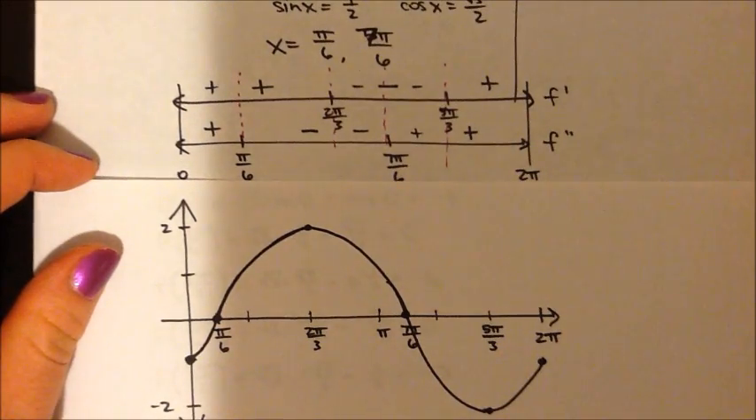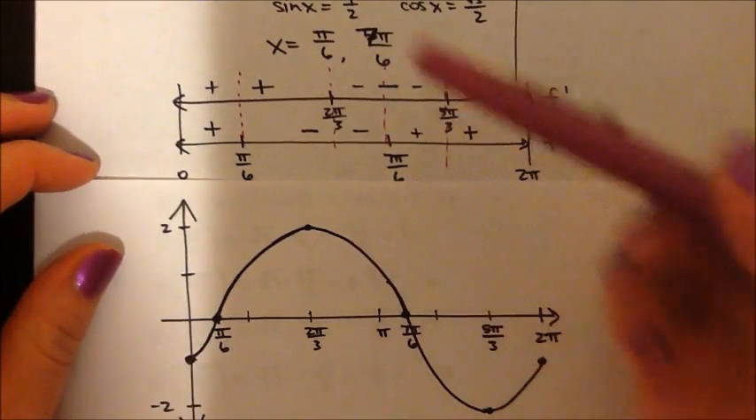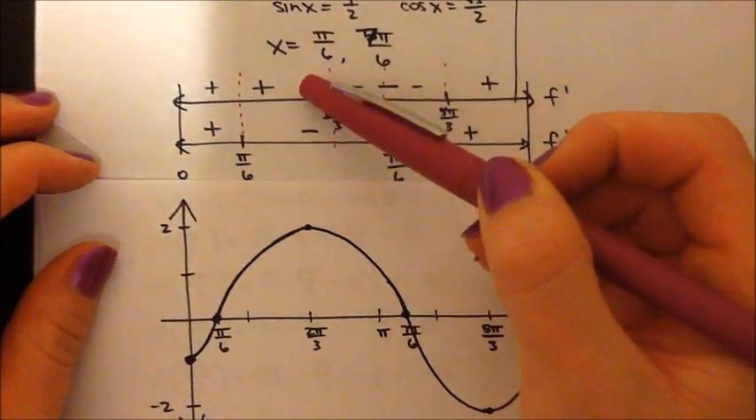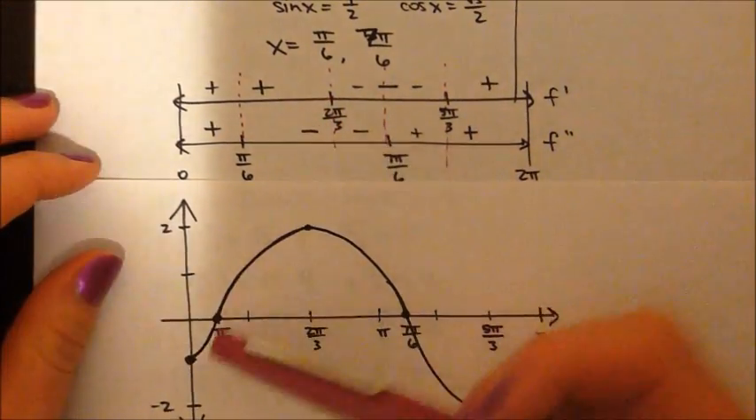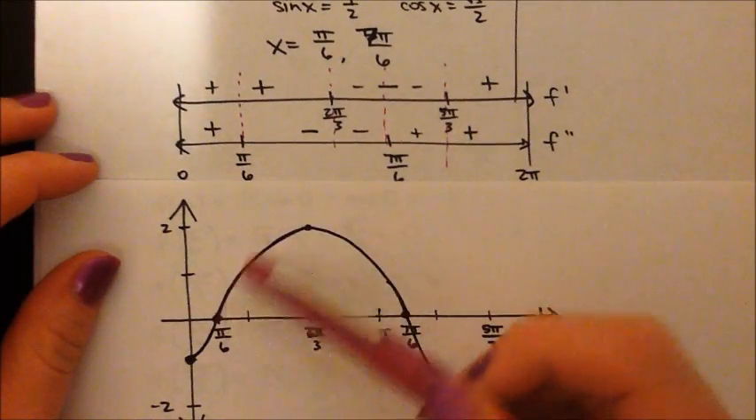So this next little chunk that goes between pi over 6 and 2 pi over 3, you can see on the chart we've got a positive first derivative, which means my graph should be increasing. A negative second derivative means I should be concave down. So that's this little strip of the graph right here.